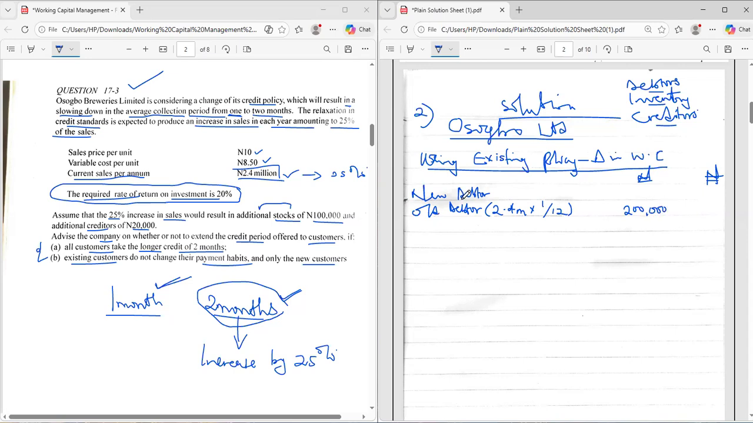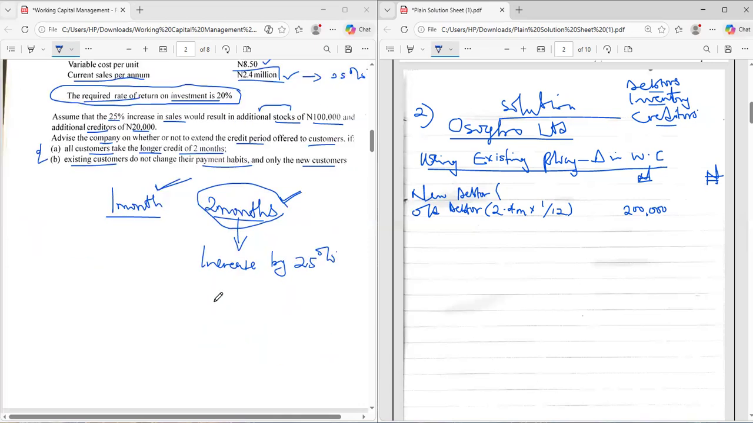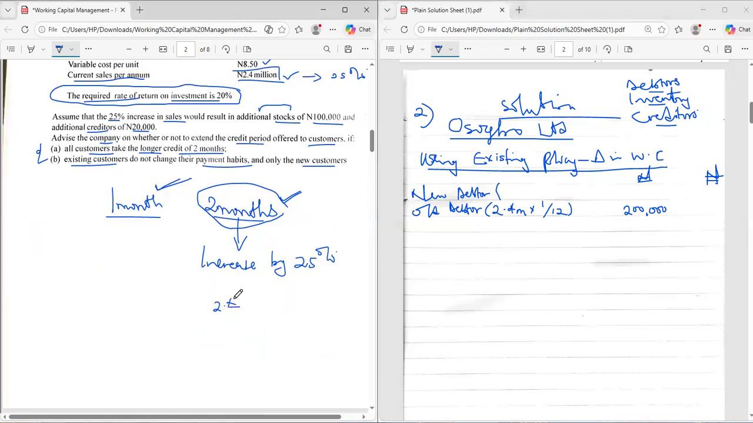Now, how do we calculate our new debtor? Our new debtor simply means debtor after the change in the policy. So how do we calculate our new debtor? Does anybody have an idea? I think it's 2.4 million times 2 over 12. Okay, 2.4 million times 2 over 12. Perfect. You got it. Half mark, for example.